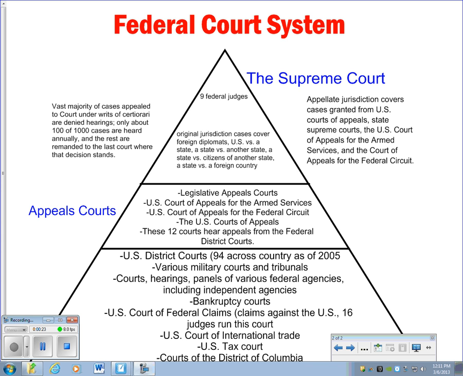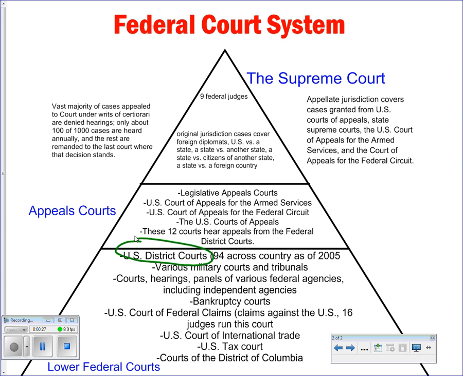Okay, starting at the lowest level, you have your district courts, which are spread out throughout the country. There are 94 of those. Currently, those are created by Congress. Congress can determine how many courts there are. They can determine what types of cases they cover, what jurisdiction they have, etc.